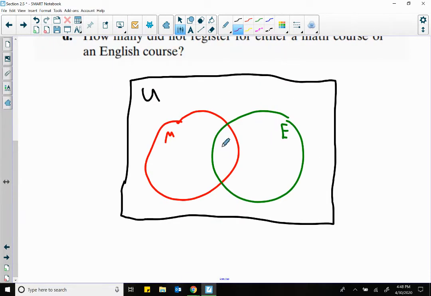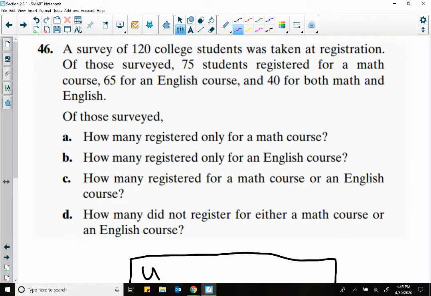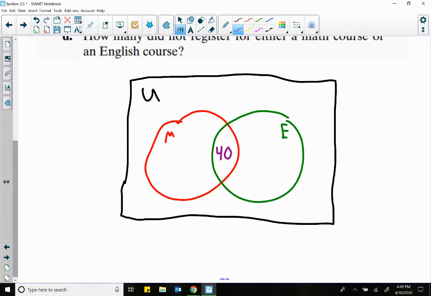So I'm going to put that 40 right here in the middle. And that is the only number up here that we can trust. All these other numbers, 120, 75, and 65, are going to change. The only one that you can trust is the one that you put in the very middle, 40 for both math and English. And since we have taken care of that, that number is now gone. That sentence is now gone. I cross it off. But that 40 is the only number that we can take as it is.